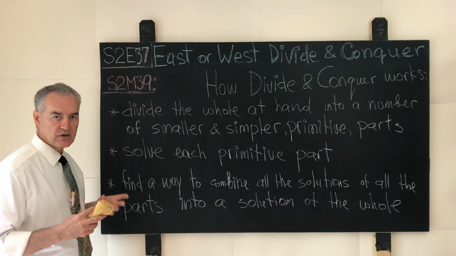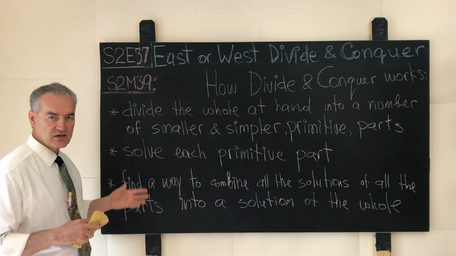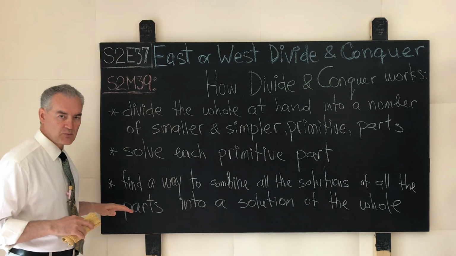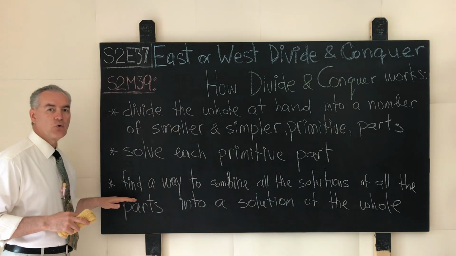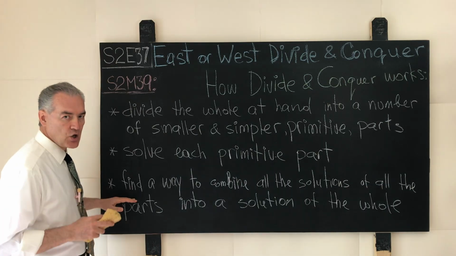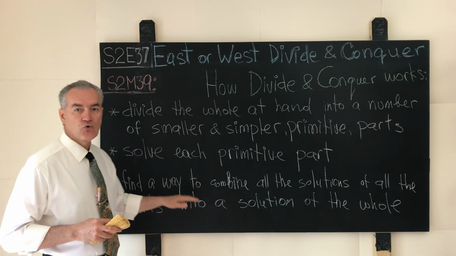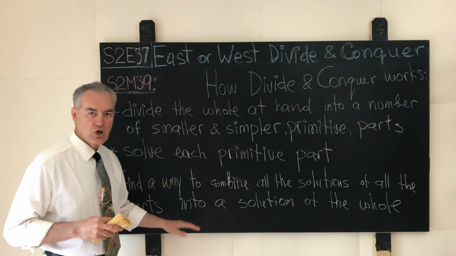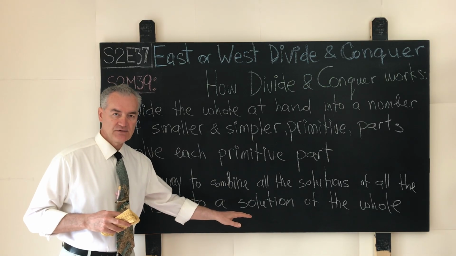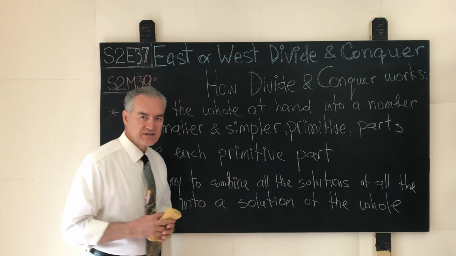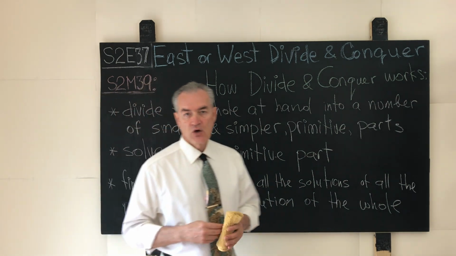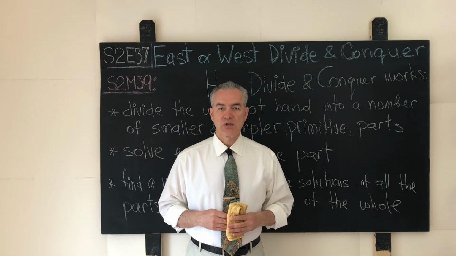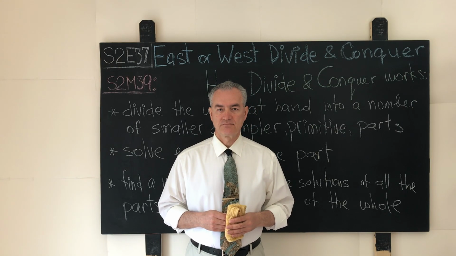And as the third and final step, and that is quite often the most difficult part in applying that approach to the process of searching for a solution of a technical problem, we should try to find a way to combine all the solutions of all the primitive parts into a solution of the whole at hand. Now that we understand the description of the divide and conquer problem solving approach, let us see how it may be applied in practice.